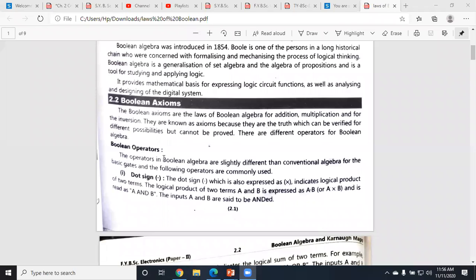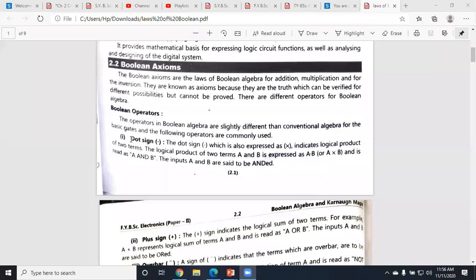See here, first of all, the operators in Boolean algebra are slightly different from conventional algebra. In algebra, which operators do you use? Addition, subtraction, multiplication, division, the signs of all of them, right? But in Boolean algebra, we are going to use basic gates and the following operators. There are specific operators given to the system, and we are going to use the basic logic gates. The first operator is your dot sign.